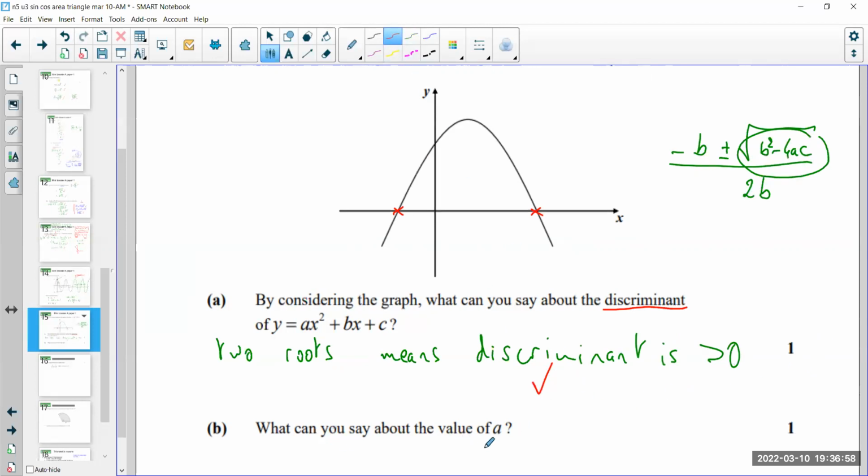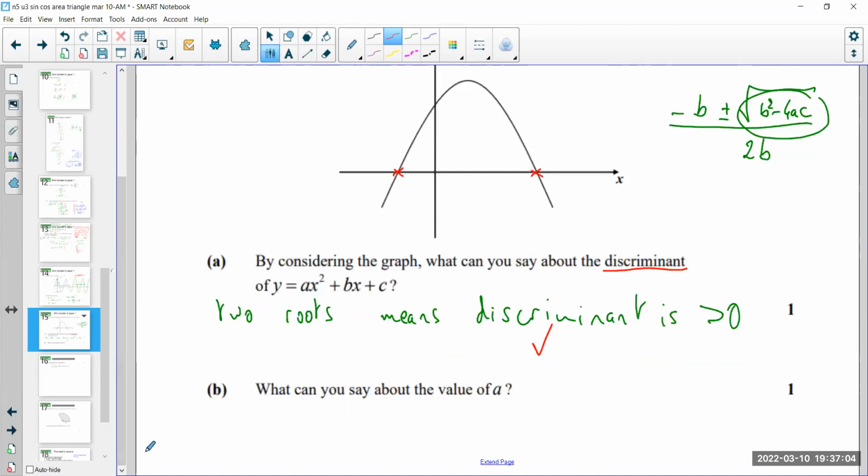What can you say about the value of a? Is it a happy face or a sad face? So sad face. What did we say when we're sad? Are we positive or negative when we're sad? Negative. There you go. a is negative. Second mark.